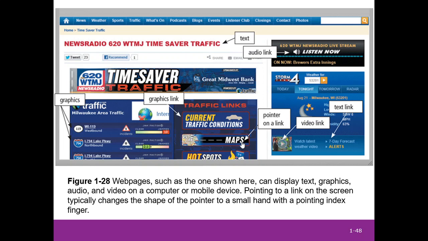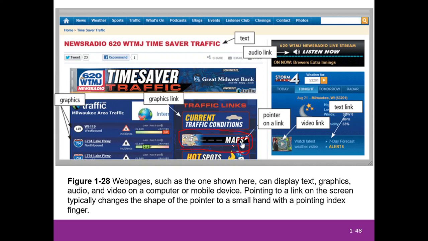So the web page can show images, you can embed videos in it, you can listen to audio in it. There can be links to audio, links to YouTube videos, embedded videos, images, graphics, and then there can be hyperlinks. For example, if you look at the cursor, its shape turns into a hand or an index finger. This means that this image is hyperlinked. If you click on it, it is linked to another web page.